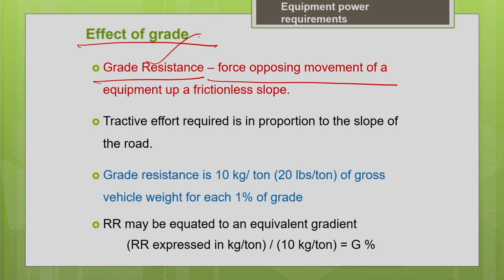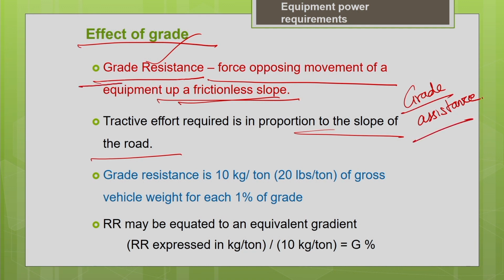That is a force opposing the movement of the machine up a frictionless slope. So, the friction part is considered separately. Here we are going to consider the effect of grade, so grade resistance alone. How much tractive effort do we need to overcome this grade resistance? That depends upon the percentage of the slope. How steep is your slope? According to that, the tractive effort requirement will vary. Similar to this, you should also know about what is grade assistance.